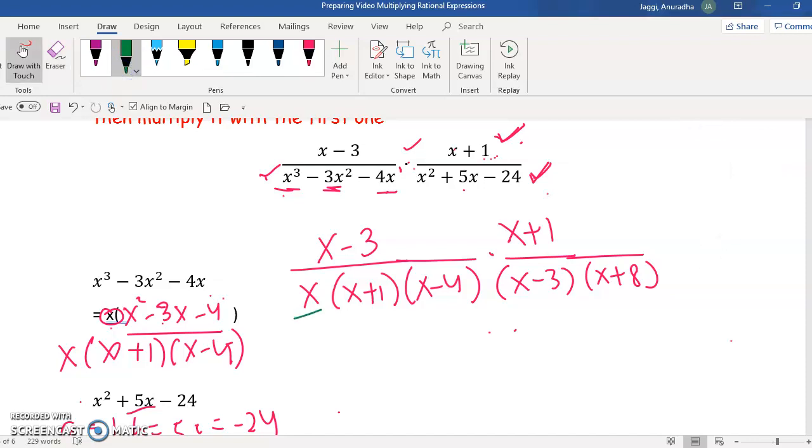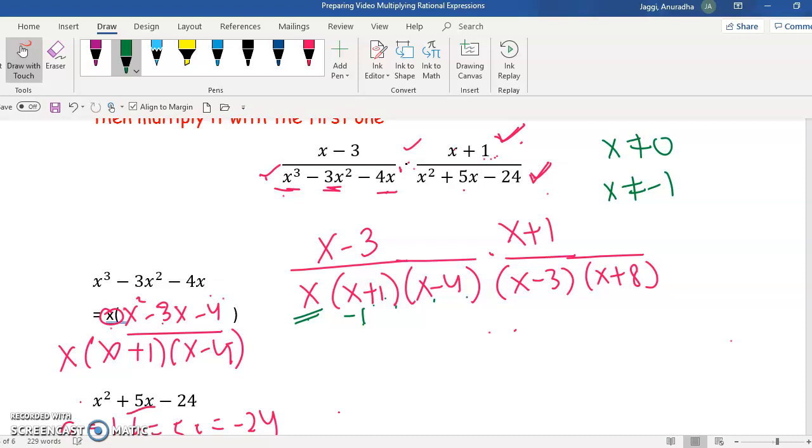So x cannot be equal to 0 because that's making the denominator 0. x cannot be equal to negative 1, because negative 1 plus 1 makes this factor 0. So x cannot be equal to negative 1. Anything that is making the denominator 0.